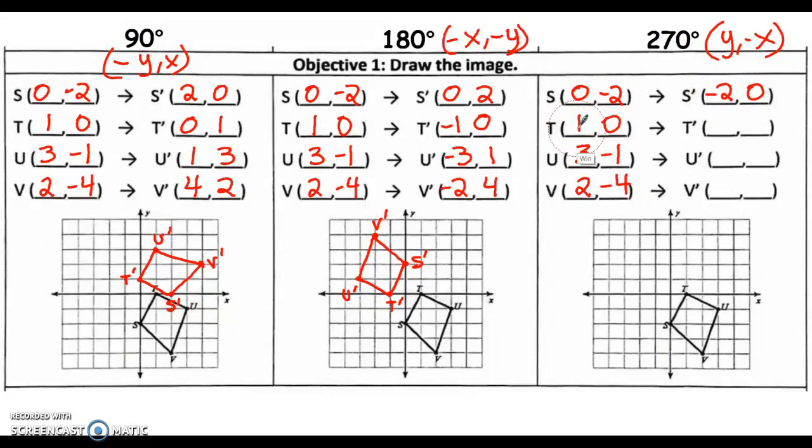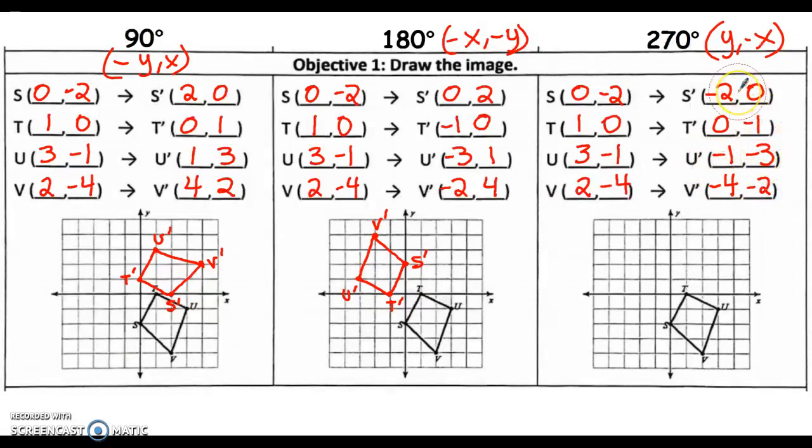This x value is 1. Change the sign, it becomes negative 1. Once we switch them, it is 0, negative 1. 3 would become negative 3. Once we switch them, that is negative 1, negative 3. And then finally, 2 becomes negative 2. So our new ordered pair is negative 4, negative 2.